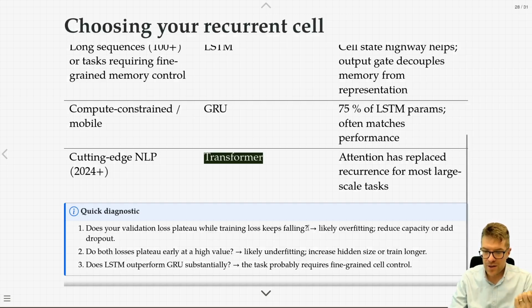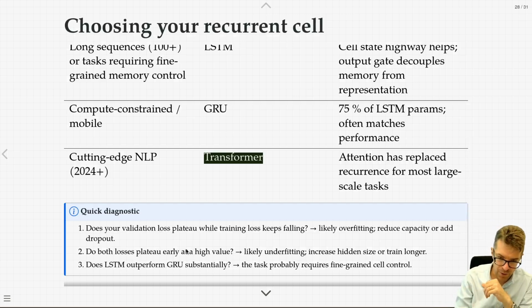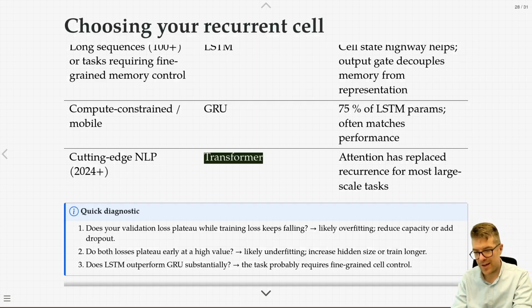A quick diagnostic for you when you're running experiments. Does your validation loss plateau or flatten while training loss keeps falling or improving? This can mean overfitting, which again, reduce capacity, like change the width of your hidden vectors and your cell states, maybe add dropout, maybe add other forms of regularization. Do both losses plateau early? Then this could be underfitting. Maybe you want to increase the size or train longer. This is really the case that we saw a few moments ago in the examples from today.